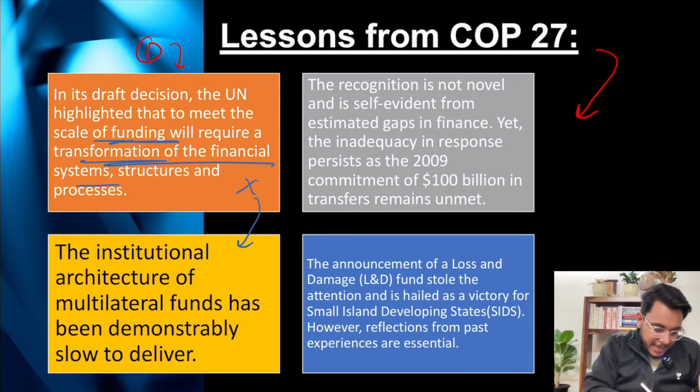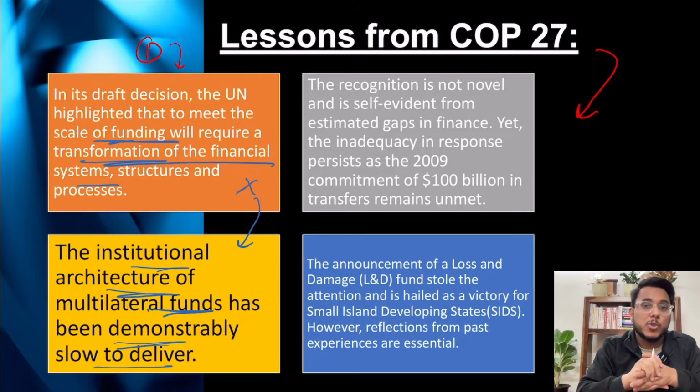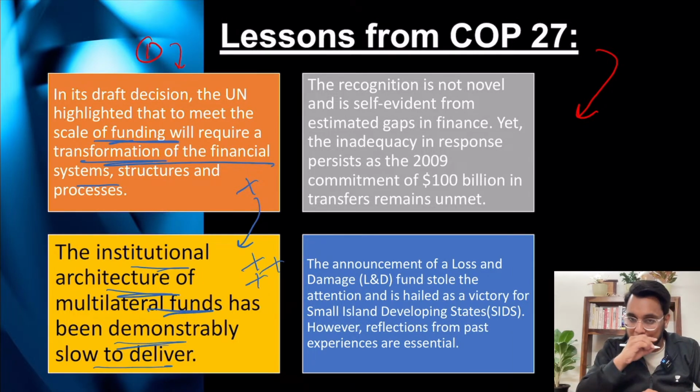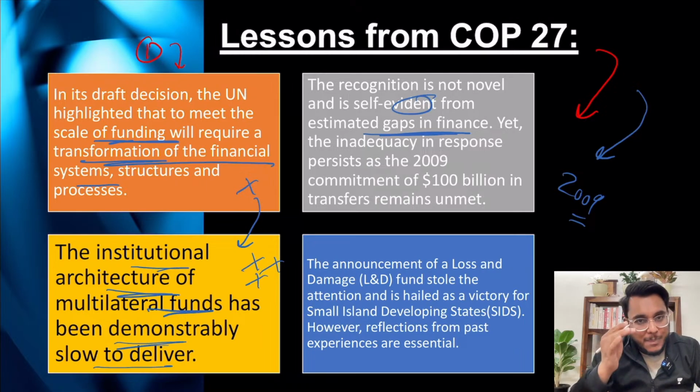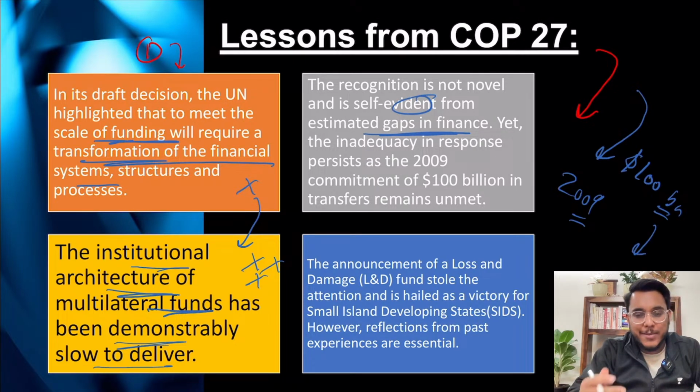Number two, it has been provided that the institutional architecture of the multilateral fund has been demonstrably slow to deliver. Whatever the quantum of money was needed, they have not been able to deliver that money. Then the third thing is that it is very much evident that there are estimated gaps in the finance. In 2009, in Copenhagen, it was promised by the developed countries that by 2020, $100 billion as climate finance will flow to the developing countries, but up till now this climate finance has not come.